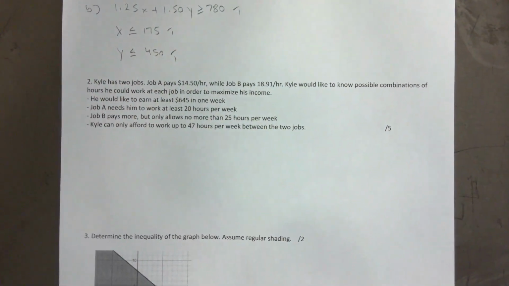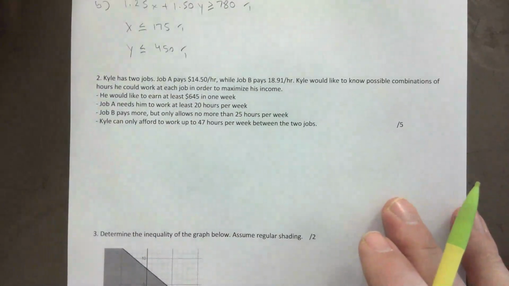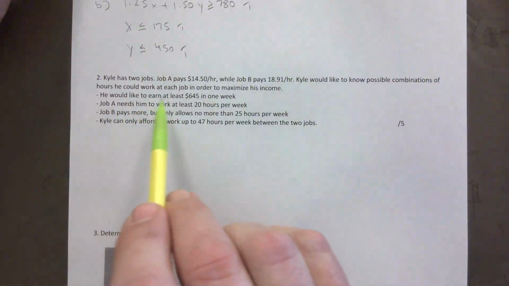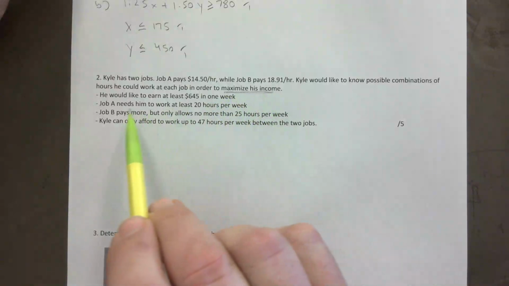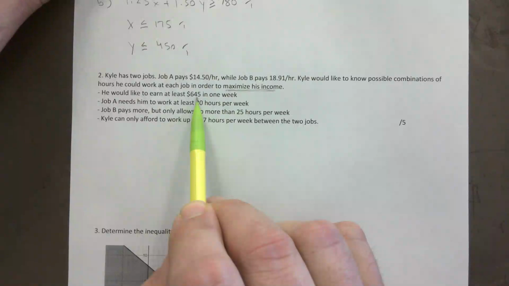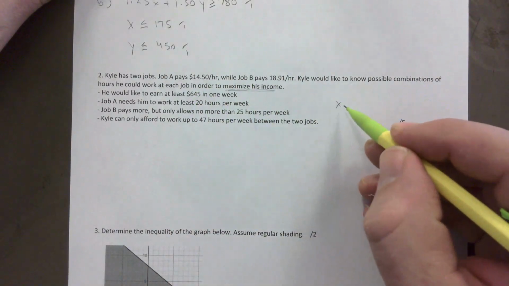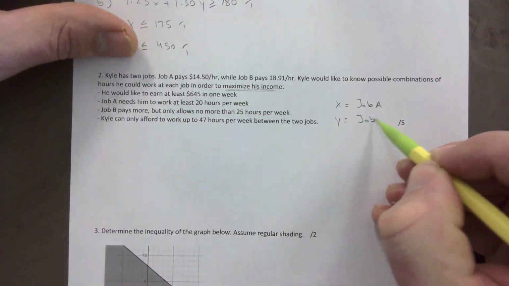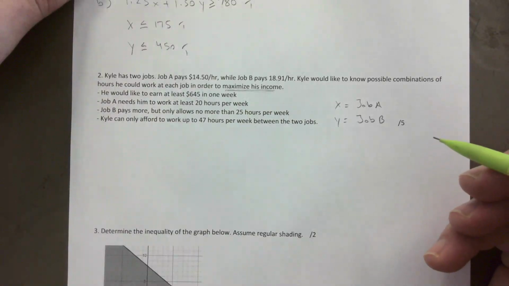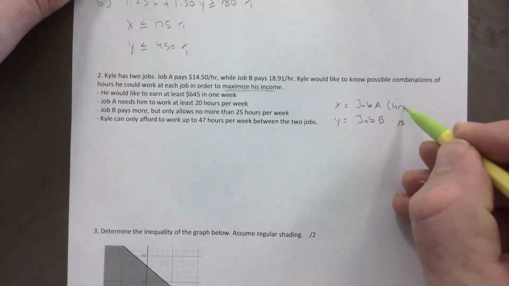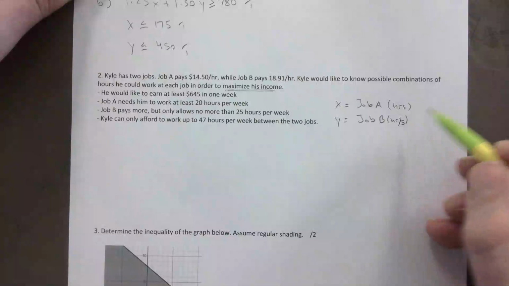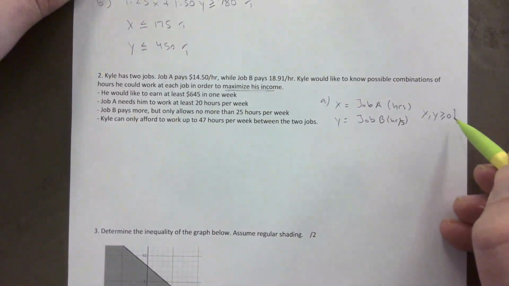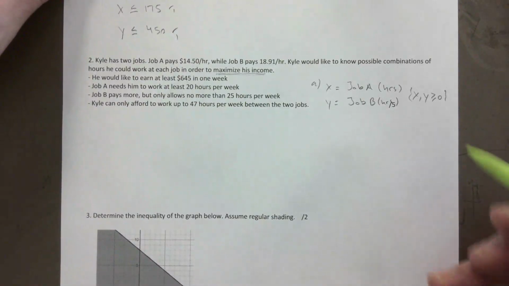Okay, next. Kyle has two jobs. Job A pays $14.50 an hour, B $18.91. Kyle would like to know possible combinations of hours he could work in each job to maximize his income. Okay. He would like to earn at least $645 in a week. Let's first define our variables before I move on. So X and Y. Some of you might just say job A and job B. However, in this case, it would be hours. If you didn't put that down, I'd take off half a mark. So this is A, and then make sure you mention that X and Y both have to be positive. That'd be worth a mark.